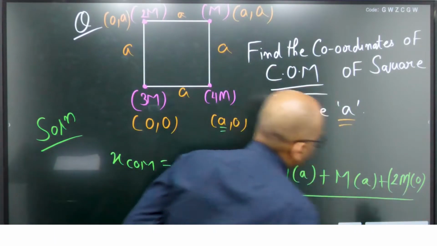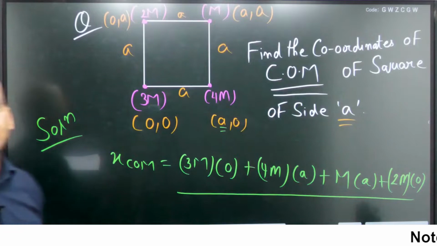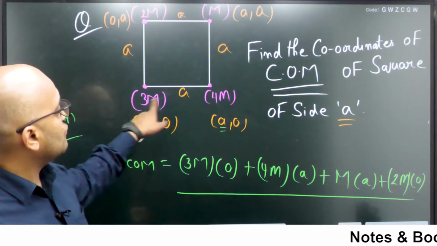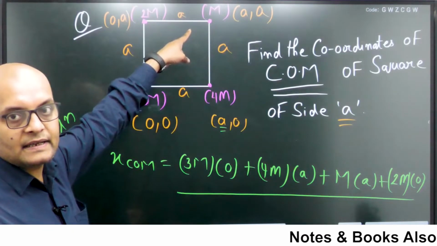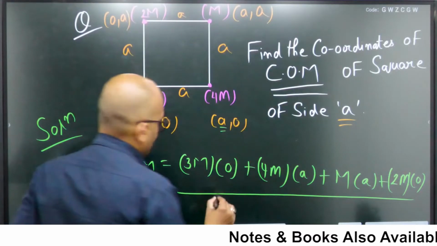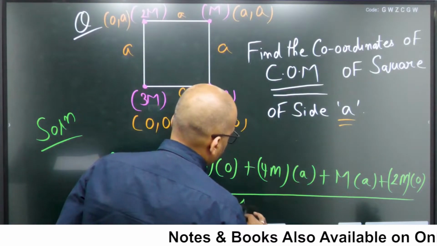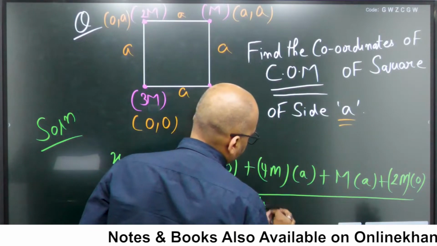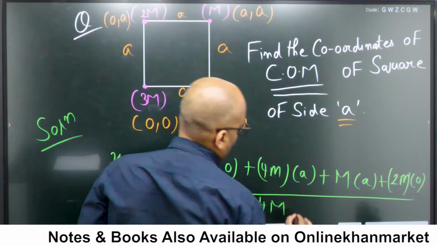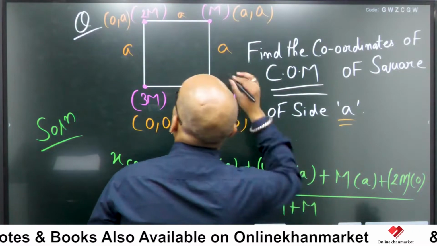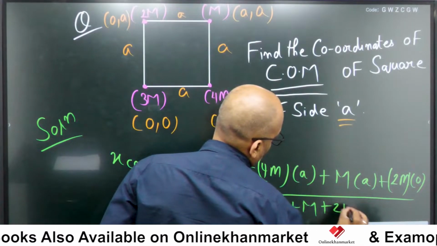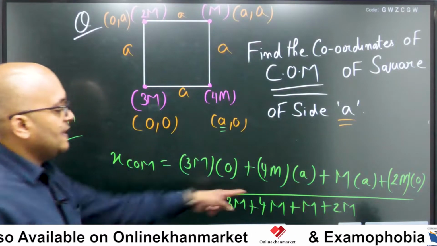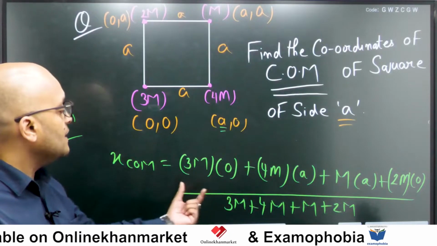Divided by m1 plus m2 plus m3 plus m4. So that is 3 plus 4, 7, plus 8, plus m. Okay, let me write it. 3m plus 4m plus m plus 2m. Okay, so 4, 3, 7, 8 and 2, 10m. 10m will be the denominator.